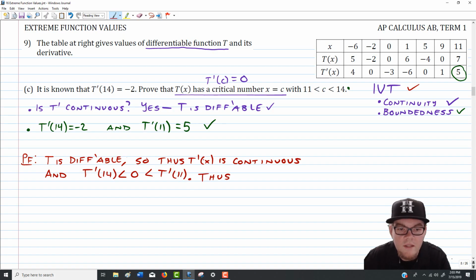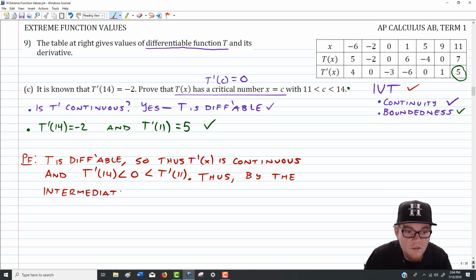Thus, since we've just shown that t prime is continuous and 0 is between them, thus, by the intermediate value theorem, which I'm going to write out here, just because it's a good habit to get in. You can always skip ahead a few seconds to finish this off. You never know, you can miss a joke. Thus, by the intermediate value theorem, t prime of c equals 0 for some value c, 11 less than c less than 14.